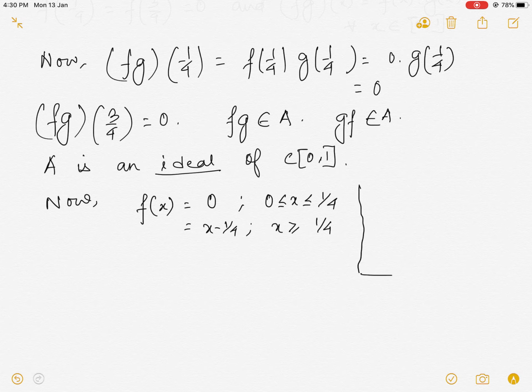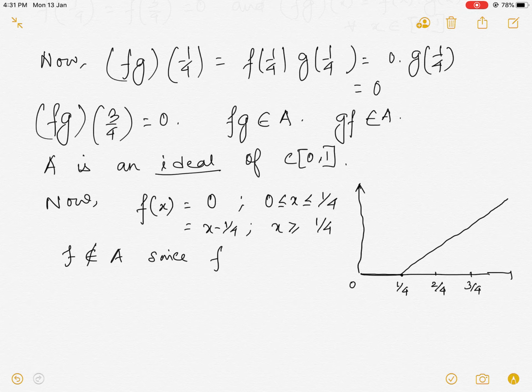It looks like this: 1/4, 2/4, 3/4, 1, and it looks like this. Clearly, f does not belong to A, since f of 3/4 is equal to 3/4 minus 1/4 is equal to 2/4 is equal to half, which is not equal to 0.